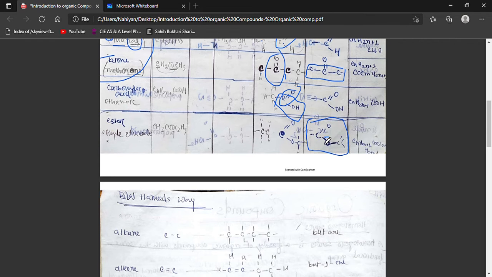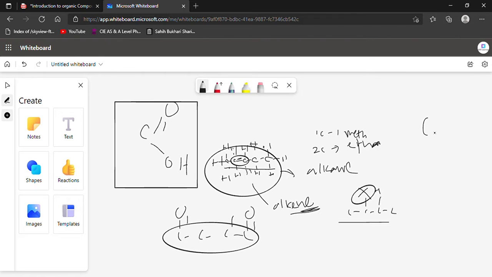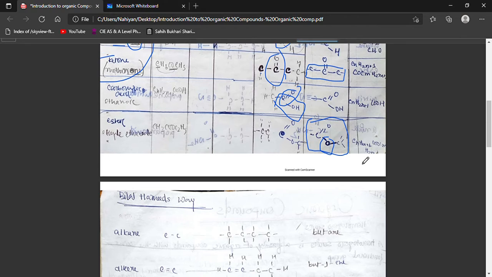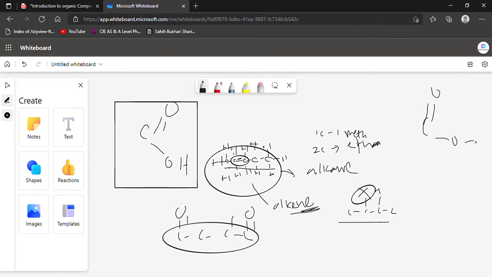and one O is left. So what you have is C double bonded to O, and again an O, and you have the other part, the C, and it continues. So whenever you see this, you can instantly say it's an ester, or in structural formula it can be written as COO.